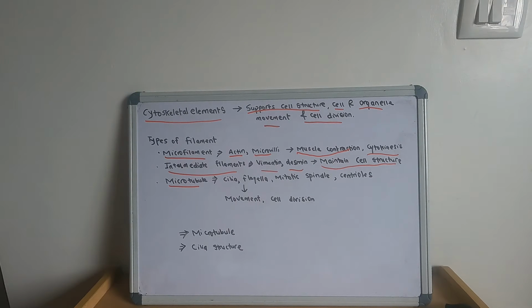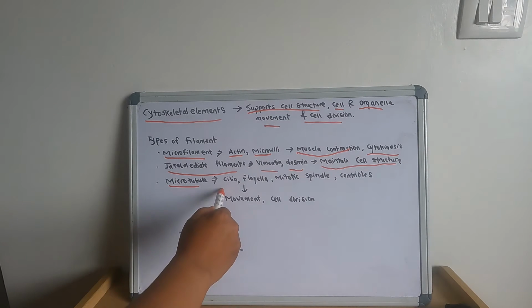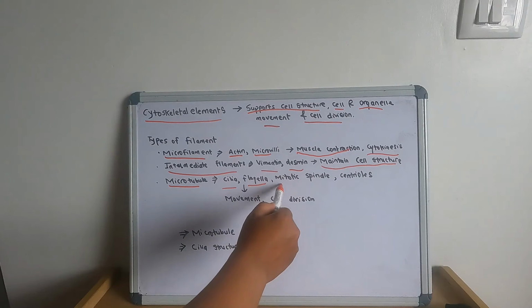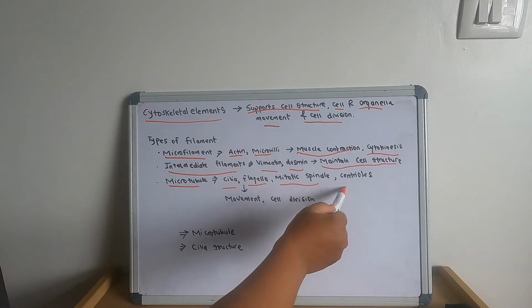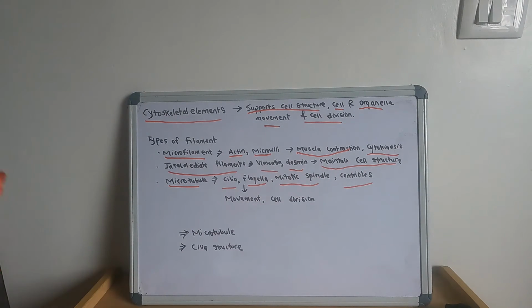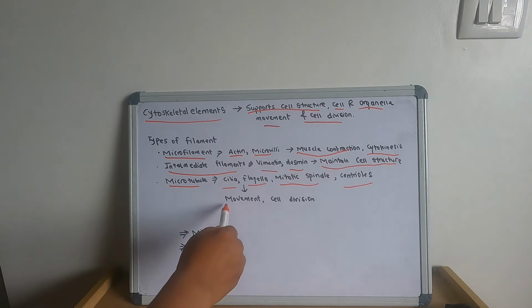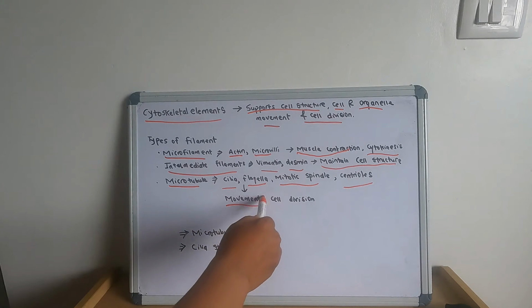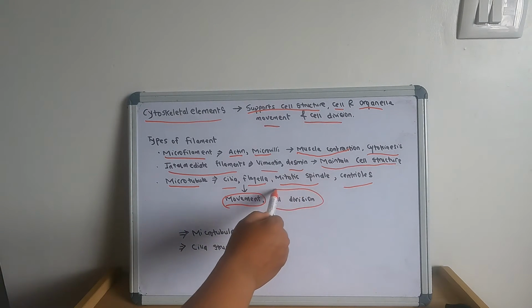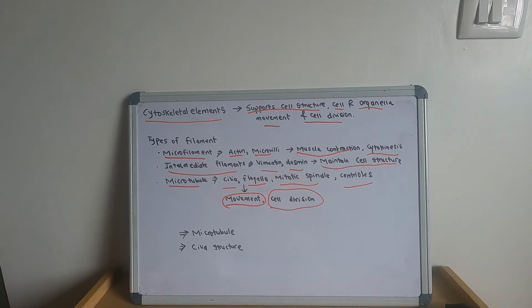Another type of filament includes the microtubule. The examples of the microtubule include the cilia, flagella, mitotic spindle, and centrioles. Their predominant function is movement and cell division. So these are the types of filaments you should know.